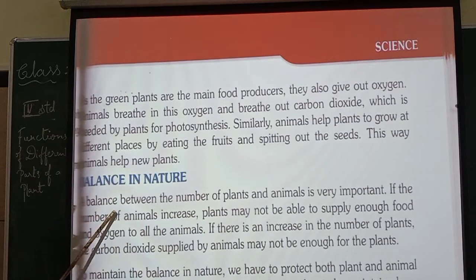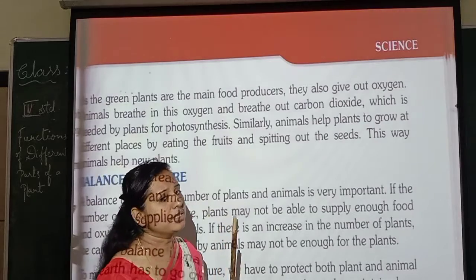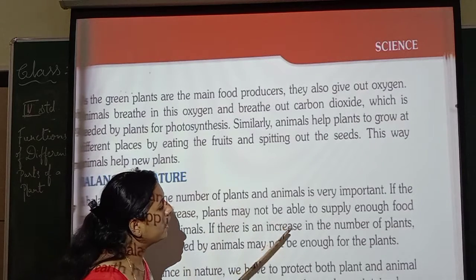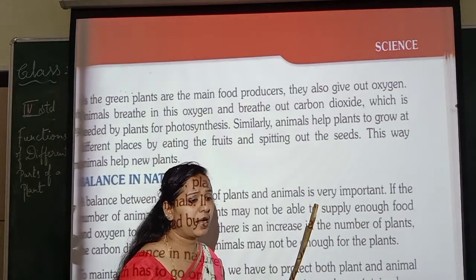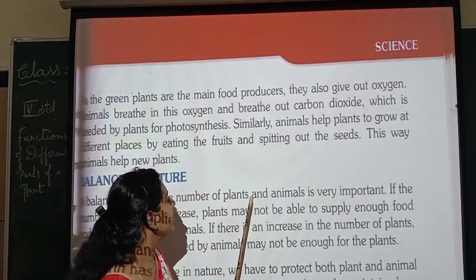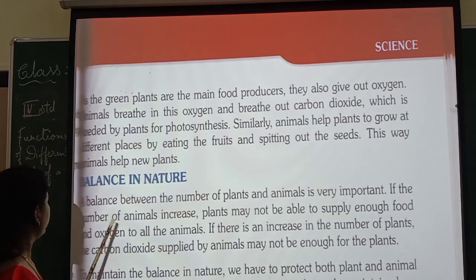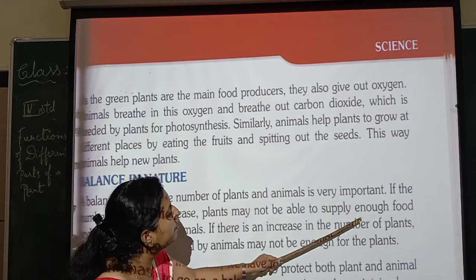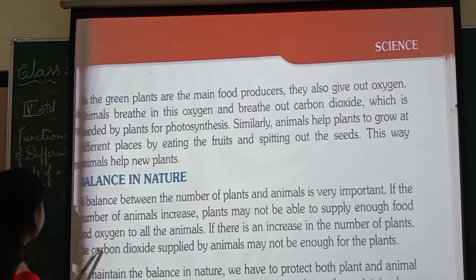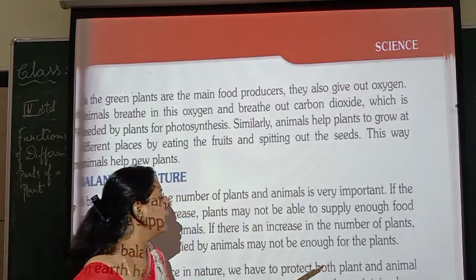Balance in nature. A balance between the number of plants and animals is very important. If the number of animals increases, the plants may not be able to supply enough food and oxygen, because all the animals start eating plants and there will be no plants left. If there is an increase in the number of plants, the carbon dioxide supplied by the animals may not be enough for the plants. They should be balanced in the proper way.